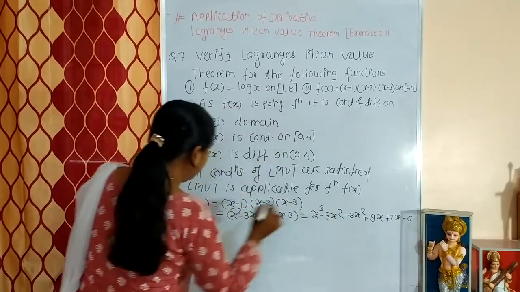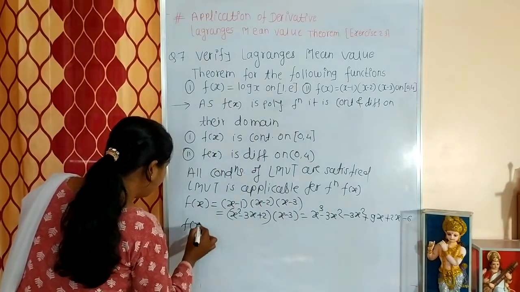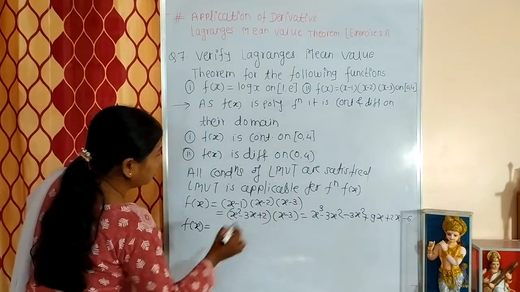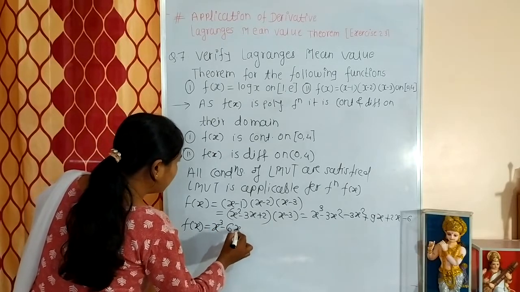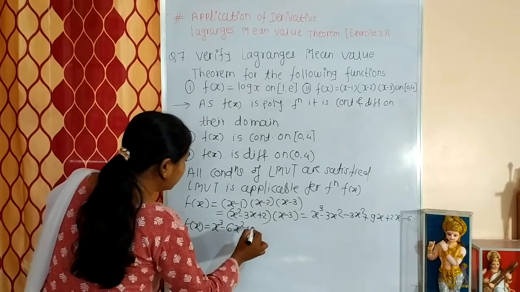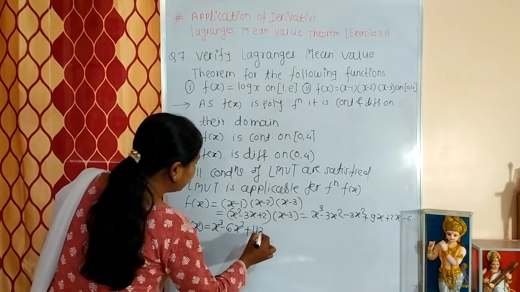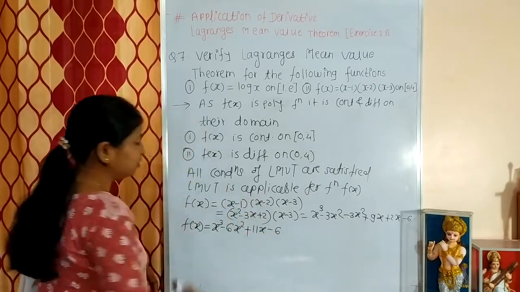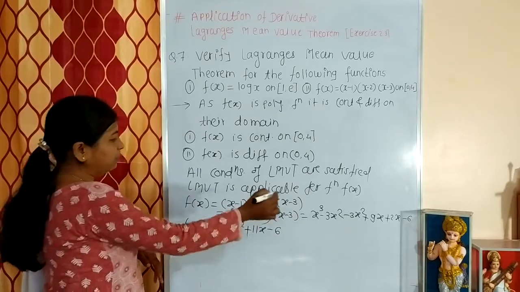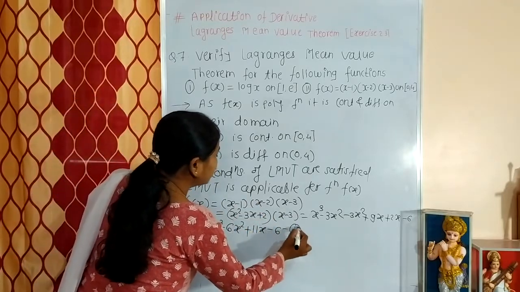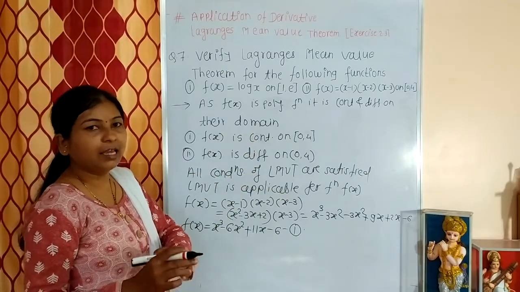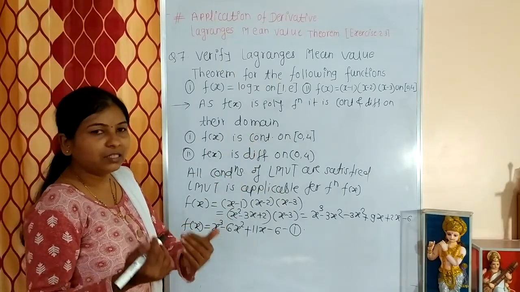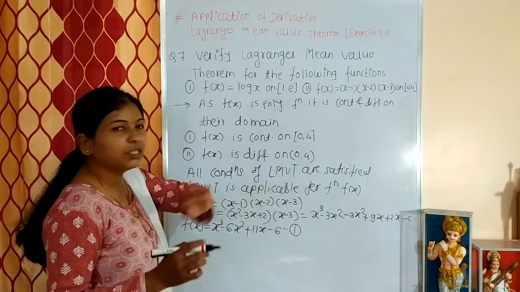ठीक है, then f of x की वैल्यू क्या है यहाँ पे, f of x is equal to, we get f of x as x cube minus 6x square plus 11x minus 6. This is the function f of x. After simplifying this, we get this function. We call this as equation 1 कहते हैं. Then we have to find f of a, f of b की value find out करनी है, and then we have to find the point c such that the c lies in the open interval 0 to 4.